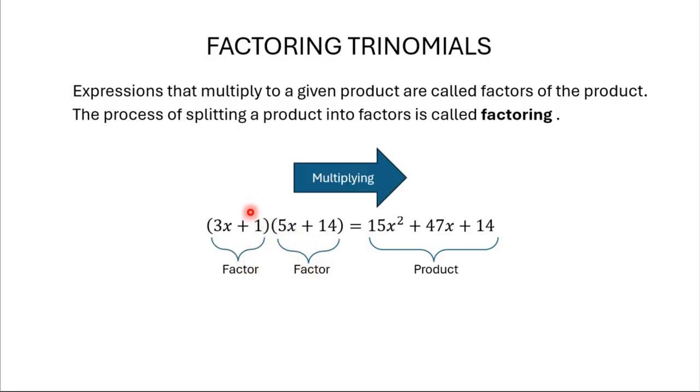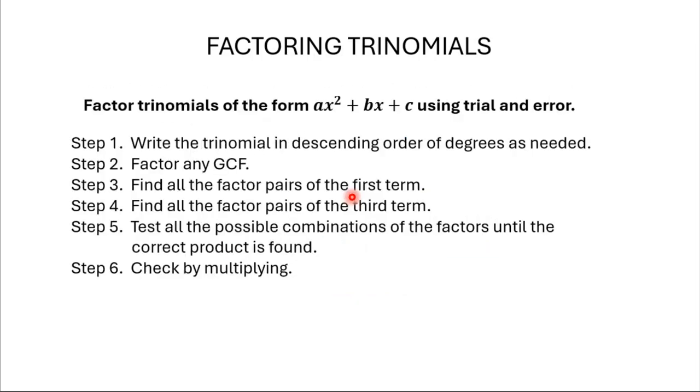If we multiply it out, we're going from these binomial factors to this trinomial. But what we're going to be doing is factoring. We're going to be given the product and we're going to be asked what these factors are. Okay, so there's a process for factoring trinomials, and here are the steps to that process.